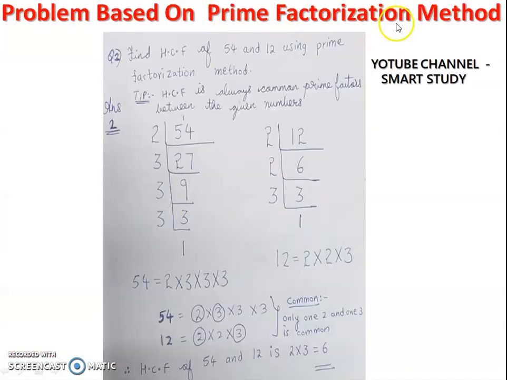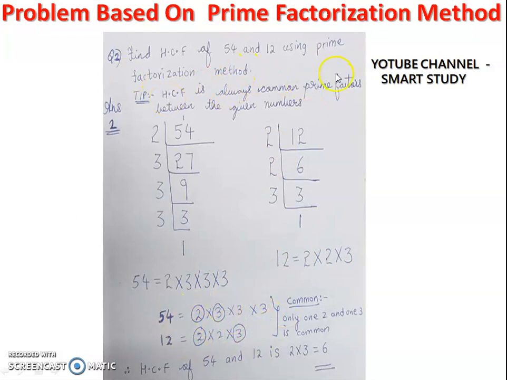Now let us see a problem based on prime factorization method to find out HCF. In the question, find HCF of 54 and 12 by using prime factorization method. So I'll find out the prime factorization of 54, I'll find out the prime factorization of 12. 2 twos are 4, 5 minus 4 is 1, 2 sevens are 14, 3 nines are 27, 3 threes are 9, 3 ones are 3. Here 2 sixes are 12, 2 threes are 6, 3 ones are 3. So 54 can be written as 2 into 3 into 3 into 3, and 12 can be written as 2 into 2 into 3.